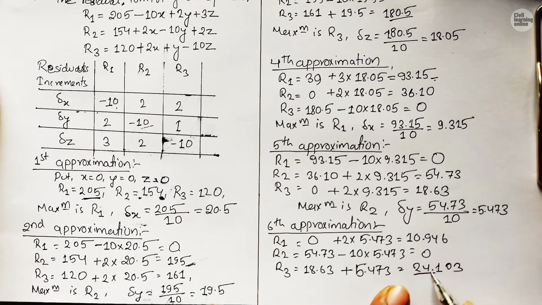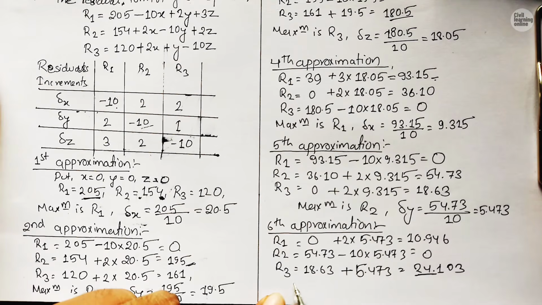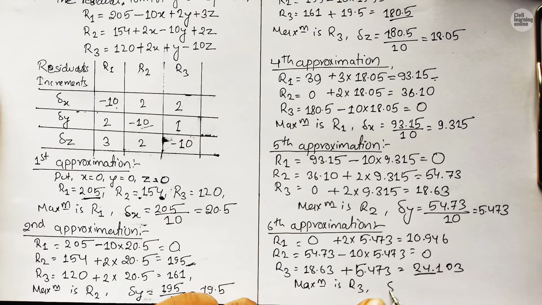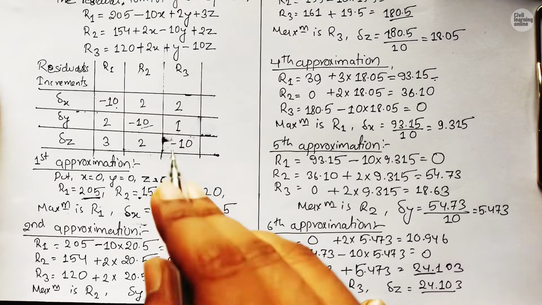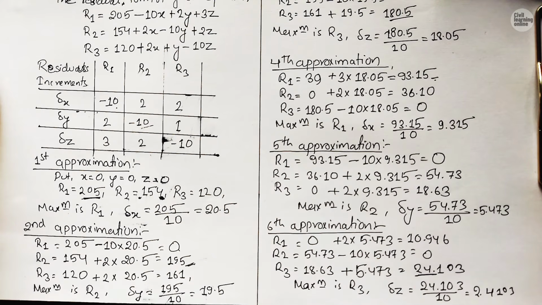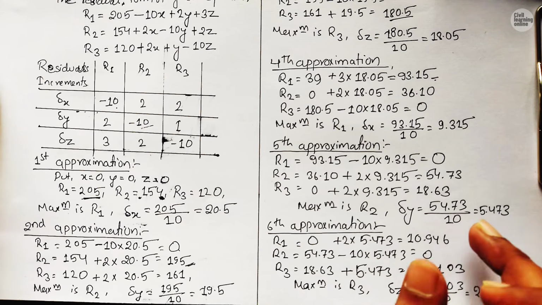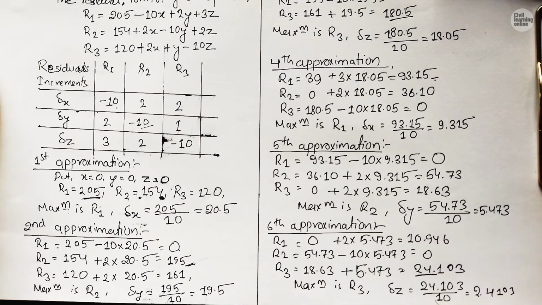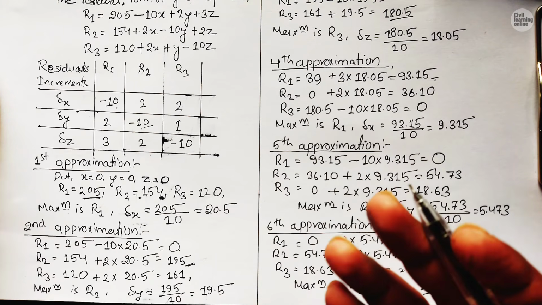and from here we will have 24.103. Again maximum is 24.103 in R3. So maximum is R3, and in R3 we have del Z equals 24.103 divided by 10, so we got 2.4103. Now proceed with the same steps for further approximation. Let's see, and we will need to stop when we get the least value of del Y or del X or del Z.